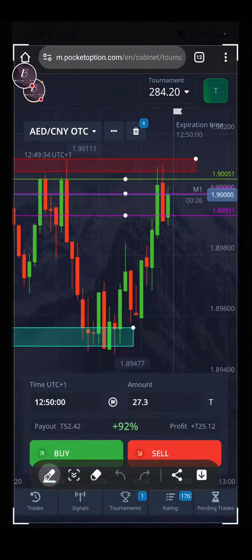Like if you have red, green, now the next should be red. You understand? Now that's another reason for taking the trade. So I was expecting a red candle. Now you see we have a doji here. You see there's a doji candle here. This one that looks like a cross.